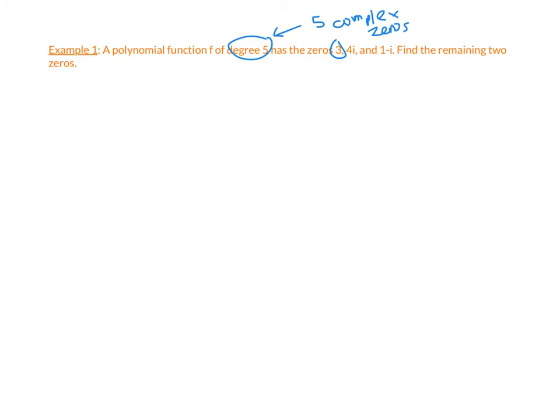Okay, so we know that one of the zeros is 3. We also know we have 4i and we have 1 minus i. The other two zeros are going to be the conjugates of these two things. The conjugate of 4i is negative 4i. The conjugate of 1 minus i is 1 plus i. That's actually my answer for this one. That's all I need to do.